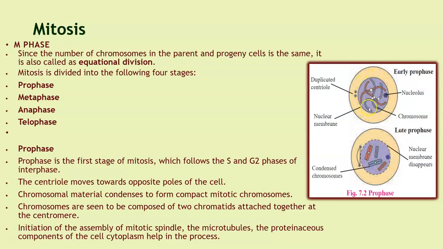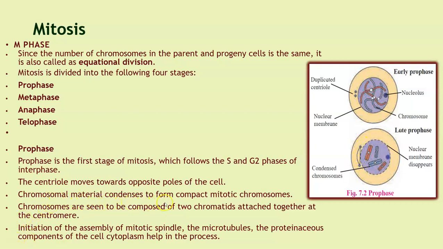You can see this is the early prophase where you have this centriole that is pure, and in the later prophase you will see that there is condensation of the chromosomes that starts, the nuclear membrane starts to disappear, and you have your centrioles which move towards the opposite pole. So these centrioles move towards two opposite poles. Here they were together, here they move to two opposite poles.